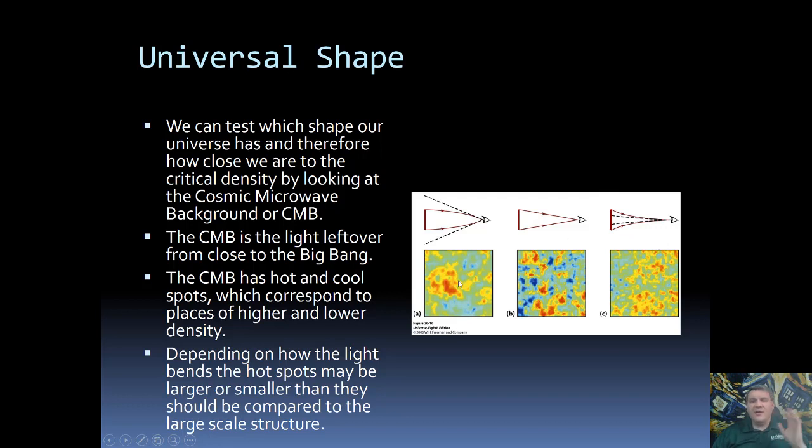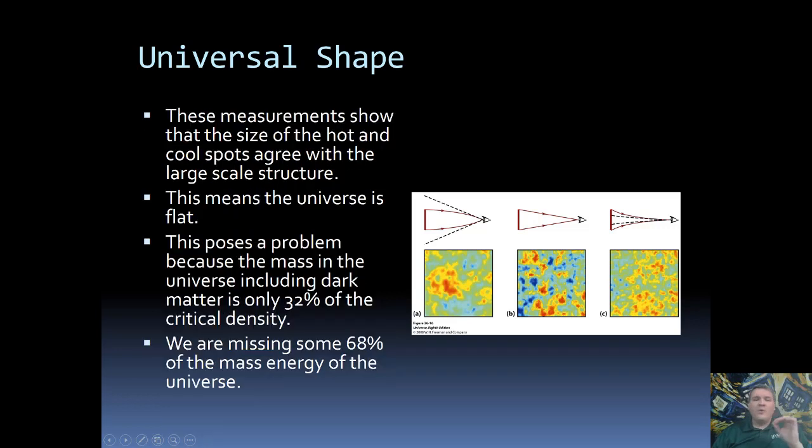So if they're too big, we live in a spherical universe. If they're just right, we live in a flat one. And if they're too small, we live in a hyperbolic universe. Well, when we've actually gone out and done these studies, the hotspots on the cosmic microwave background are the exact size that we expect, meaning the universe must be flat. Now, that sounds pretty awesome because it means that the geometry you learned on a flat sheet of paper happens to work with the entire universe, which is nice.